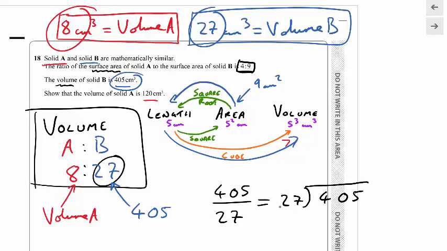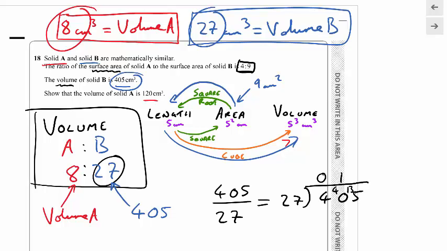So how many 27s go into 4? None, so I carry the 4 across. How many 27s go into 40? Well, 27 times 2 will give me 54. So that's already too big. So I know that I can only fit 1 27 inside 40. But how many have I got left over? I've got 13. So what's 27 divided into 135?